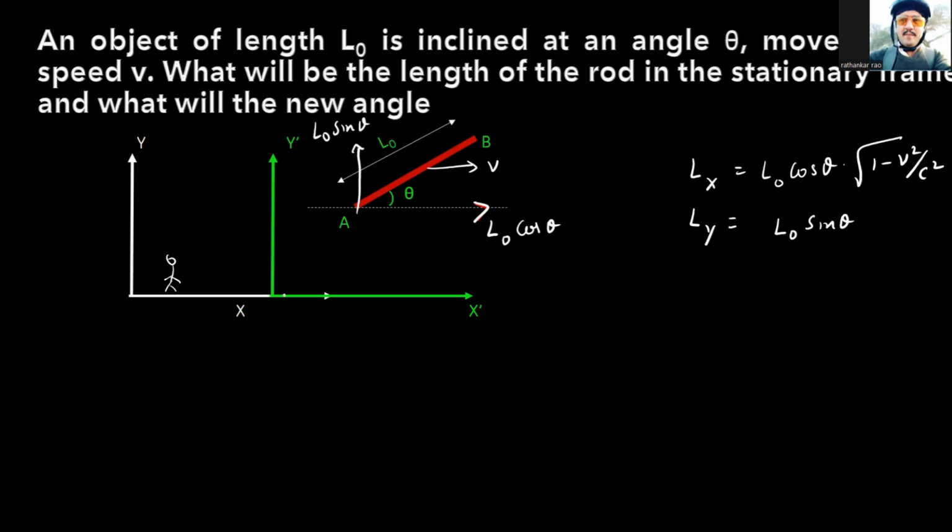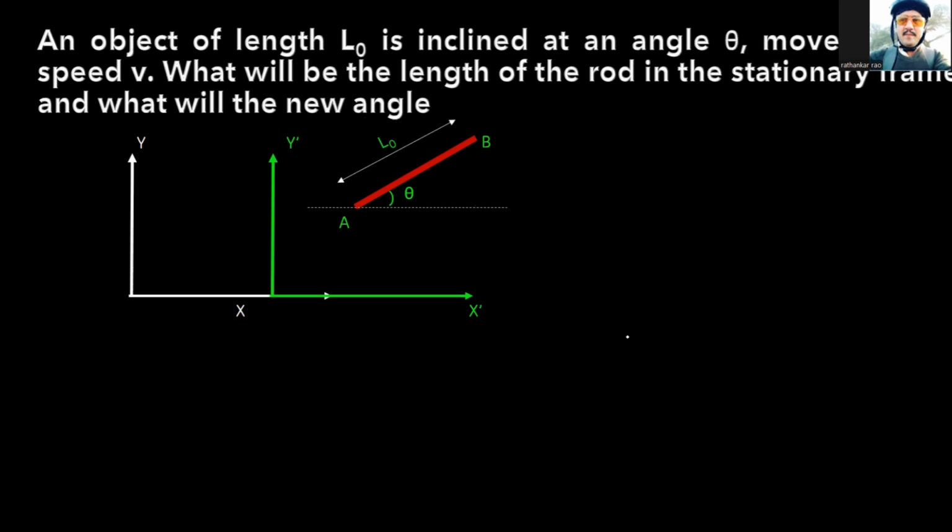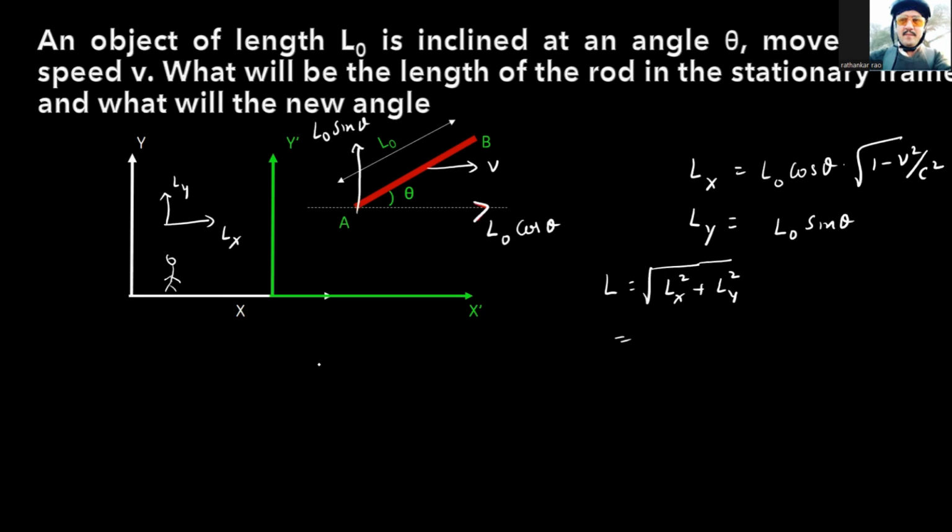Now this Lx and Ly will look like this over here. This would be your Ly and this would be your Lx. What is the length over here? Length L will be equal to, by Pythagoras theorem, square root of Lx square plus Ly square. Now let us substitute this. I will write it over here.